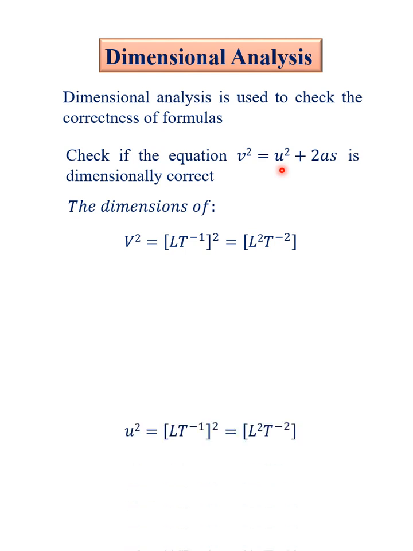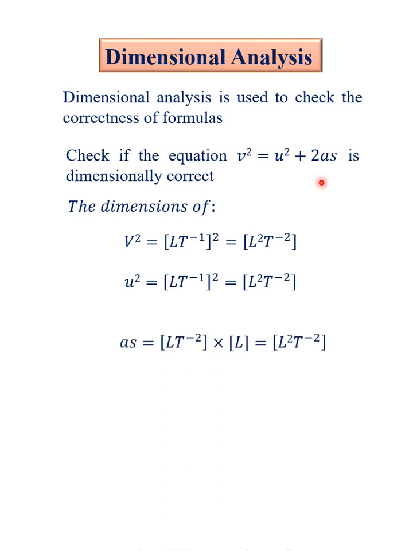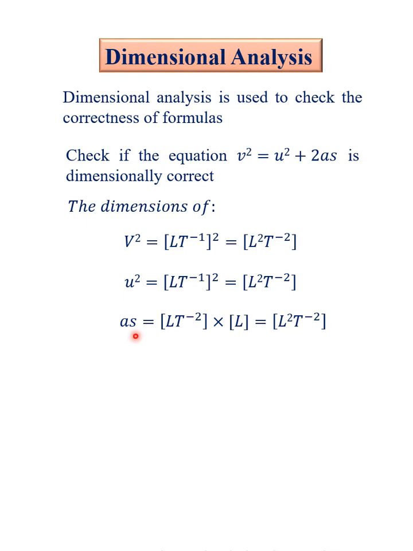The first one here is u squared. u is also velocity, but this is initial velocity, and velocity has the same dimension irrespective. So the same thing we have here will be repeated here, and this is the dimension of u squared. And the last term here is 2as. One thing we have to note is that 2 is a constant and there is no dimension for a constant. So we're going to omit the constant and look for the dimension of as, where a is acceleration and s is distance. This is a simple equation of motion in physics.